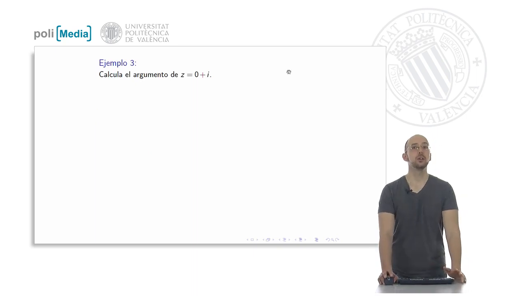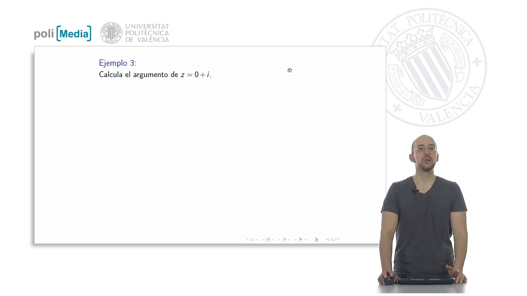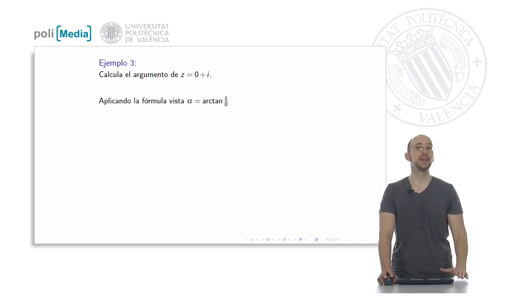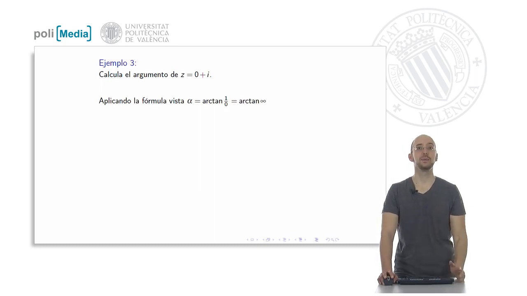Well, another example. Let us now suppose that the complex number is 0 plus i. That is, it has no real part, but it does have an imaginary part. What angle does it form with respect to the real axis? Very easy. The answer is almost immediate. If we apply the arctangent definition, it would be arctangent of the imaginary part divided by the real part. We would have arctangent of infinity, which would be pi halves.